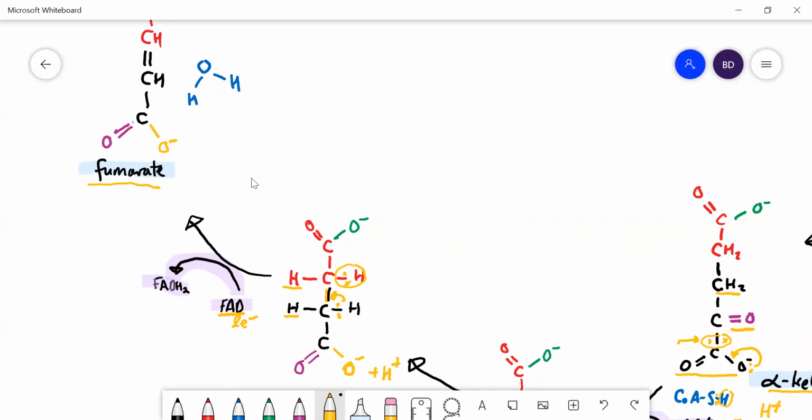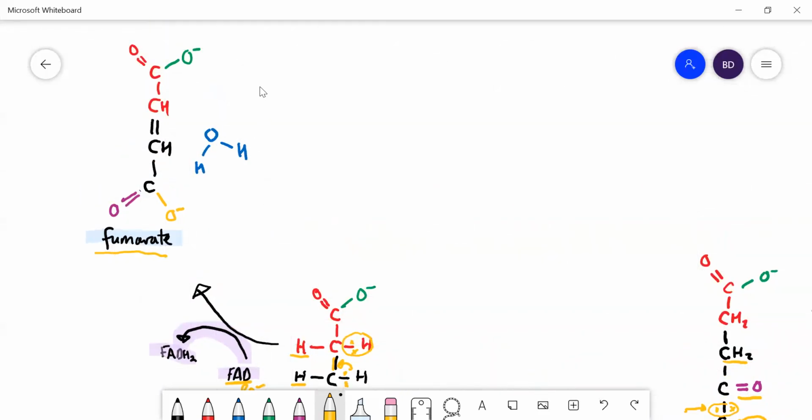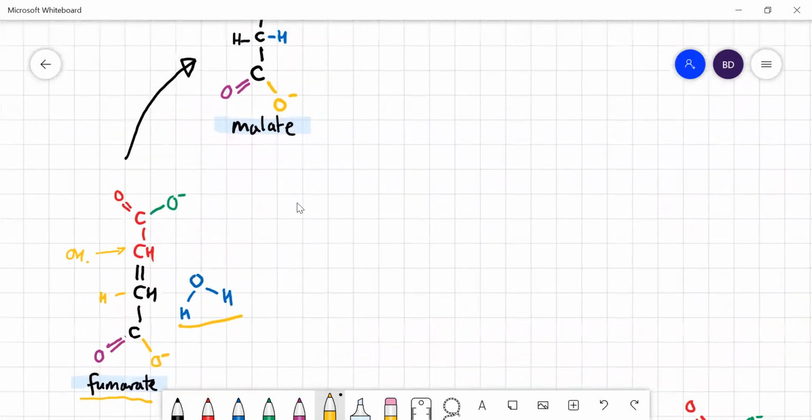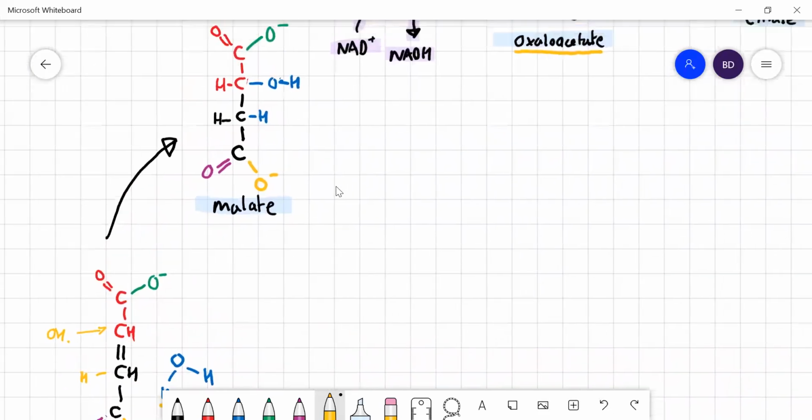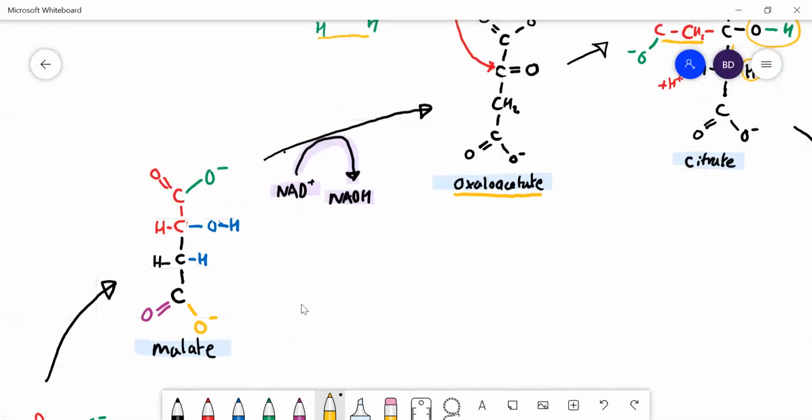Right, so now we've got fumarate. It's got a double bond, and that blue water molecule there is going to be hydrated. So you're going to stick an H on that one and an OH on this one. If you do that, you can see you're going to end up with this, which is malate. Now malate, we're nearly there now. We've nearly got back to the start, the oxaloacetate.